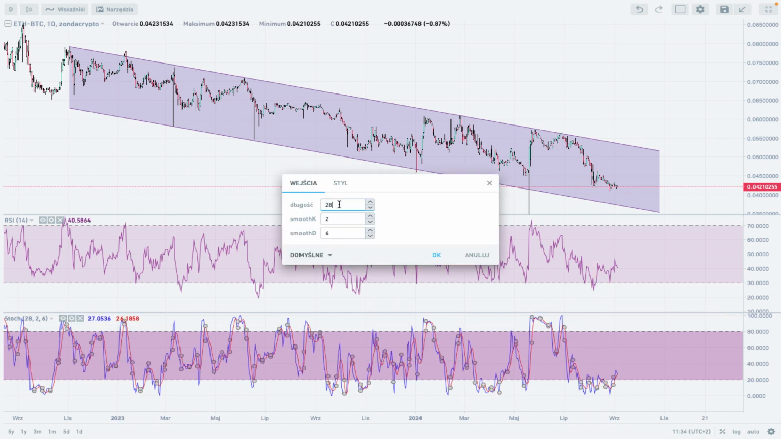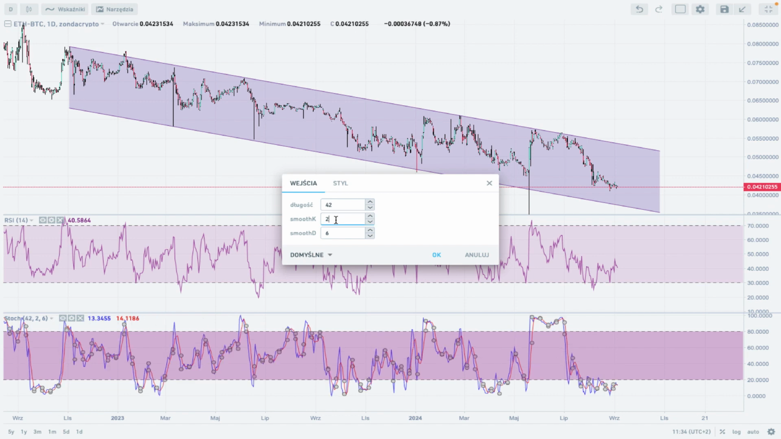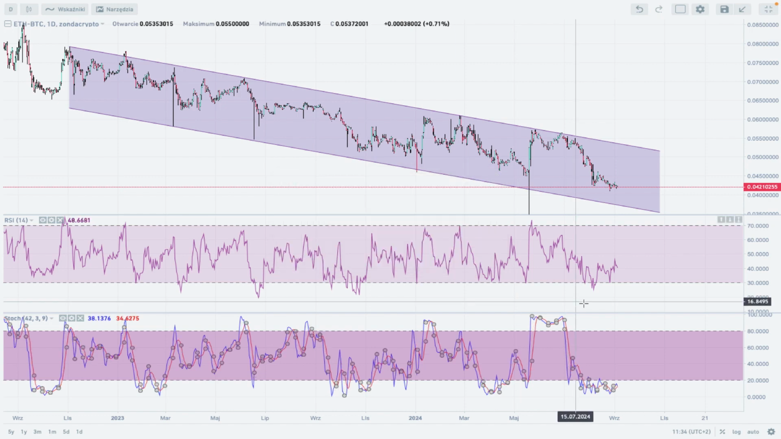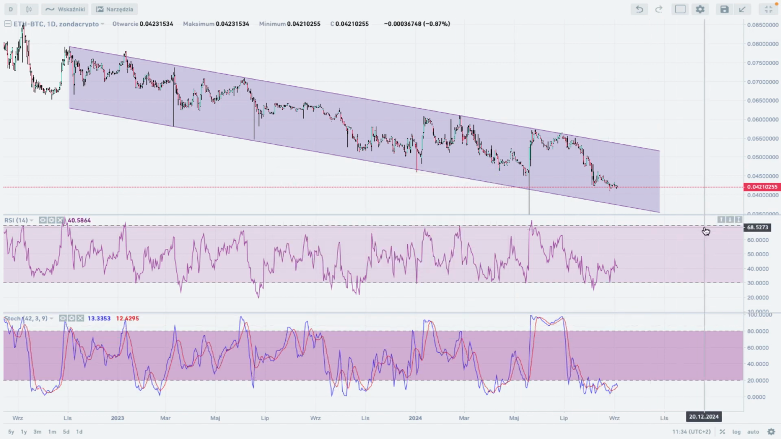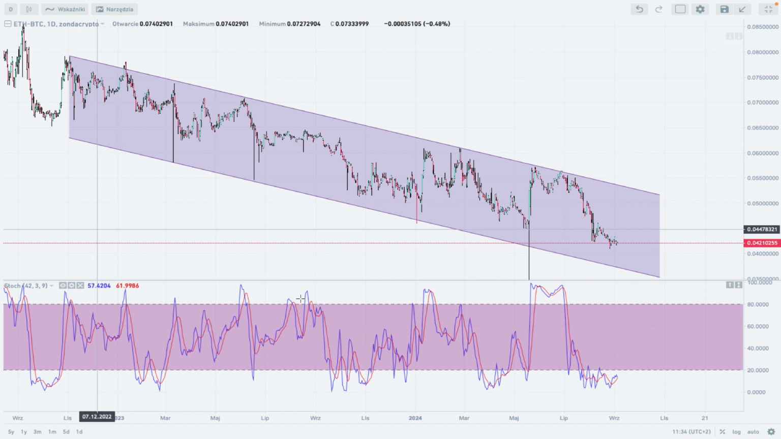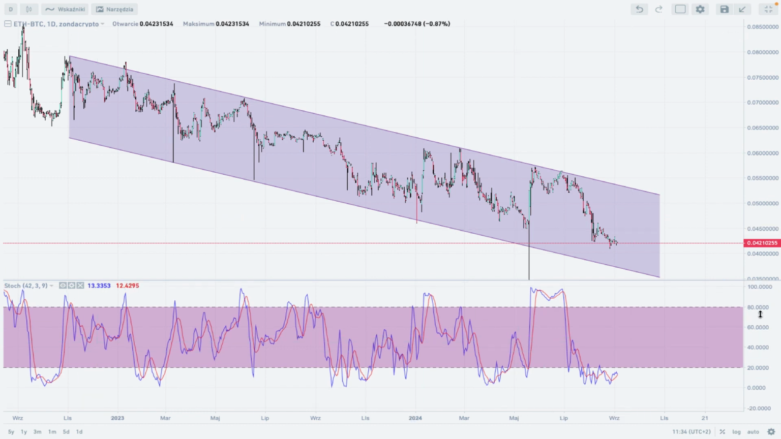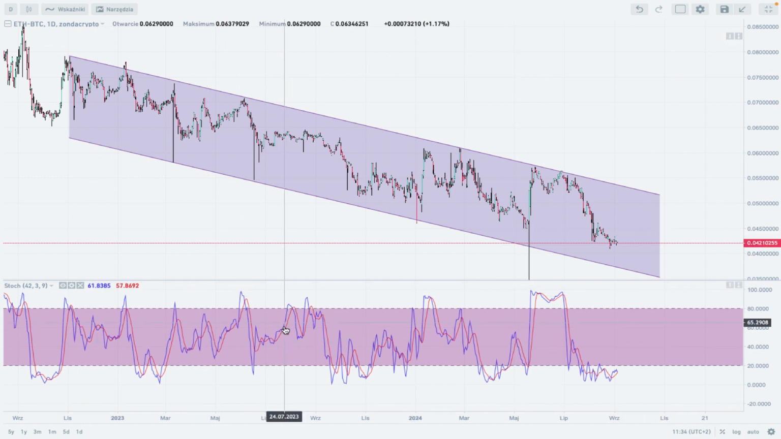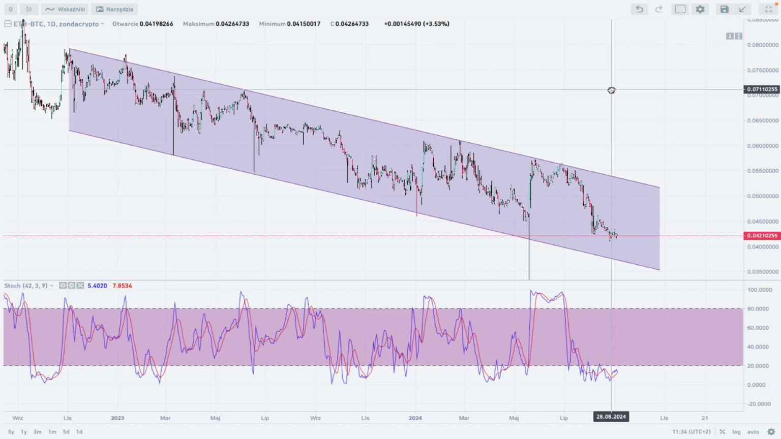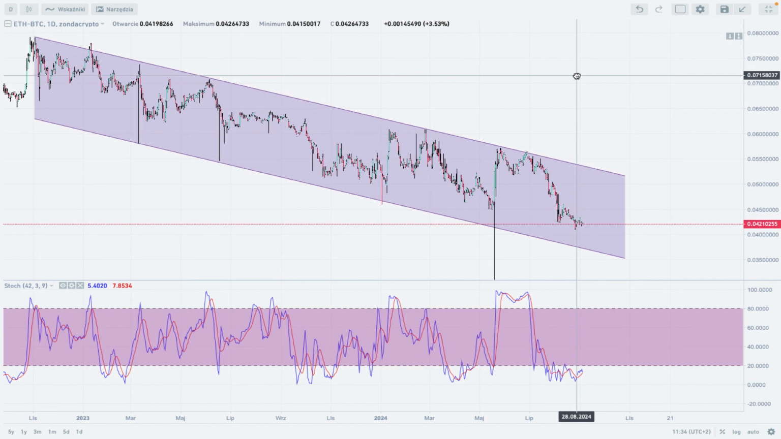However, let's make it triple, at least a triple. So it will be 42, and then it will be 3, and this will be 9. So now it is a little bit even better if we remove the RSI, which can be helpful. However, this stochastic indicator again is showing us the extremely overbought and oversold conditions. So it might be as well helpful for your next trade.